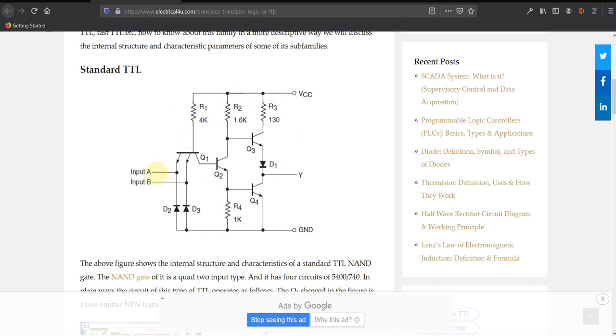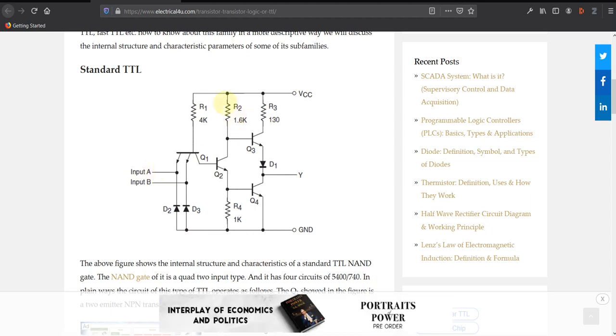How this functions is, this is the base of a transistor, right? And this is the emitter and this is the collector. The base is already powered from VCC through a resistance. This is ready to conduct provided you give a ground to here, right? So whenever you provide a ground here, this will become a 0, and then this transistor will be switched on.